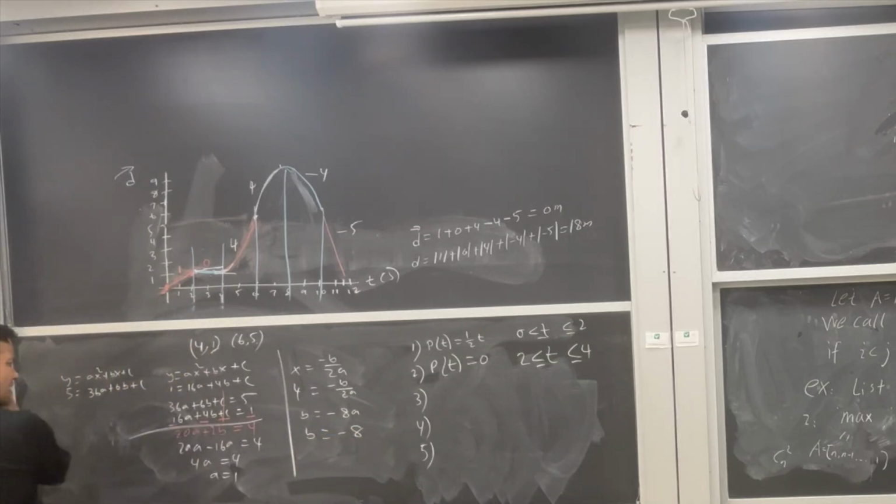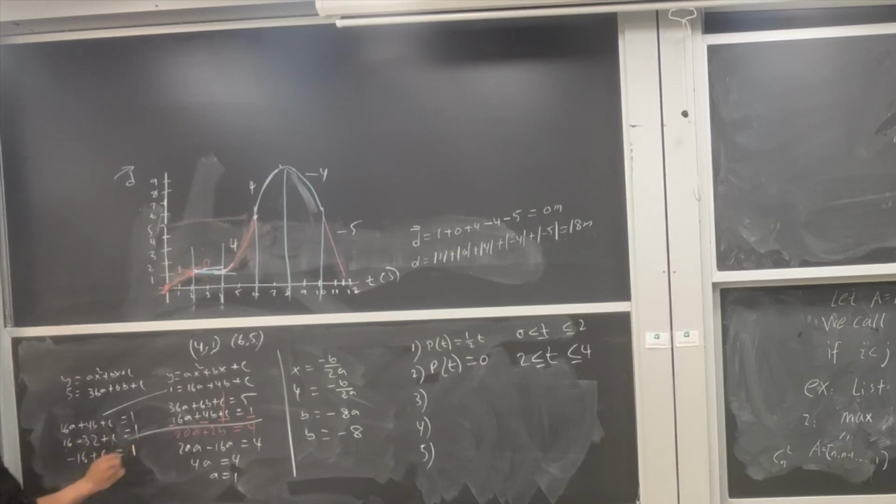So now you can come over here, try to find c. So this would be easier. 16a plus 4b plus c is equal to 1. So a is 1, 16 plus b is negative 8, so this is negative 32 plus c is equal to 1. So this is negative 16 plus c is equal to 1. So c is equal to negative 17.